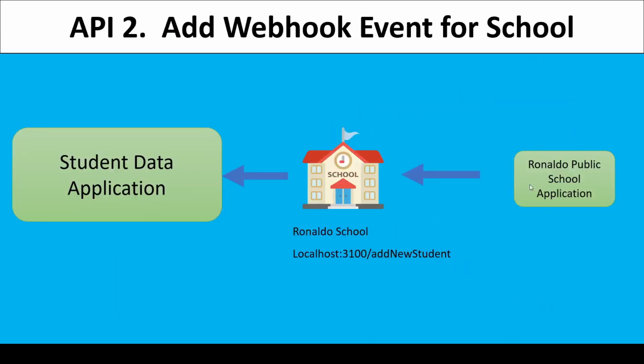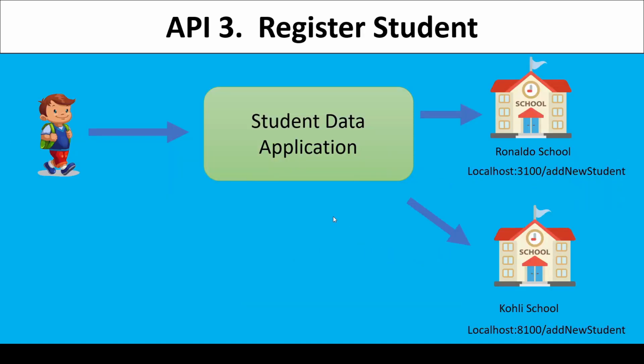After that we created a separate application for Ronaldo public school. Then we created a new API like add new student. So whenever any student is added in the main application, it is going to send the whole response to Ronaldo school. Correct? You can see we just added Mike into the main application. After that we sent the whole response to this Ronaldo. Same if you have Kohli school, the school ID will be a different ID. So according to their school ID, the response will go to their particular school.